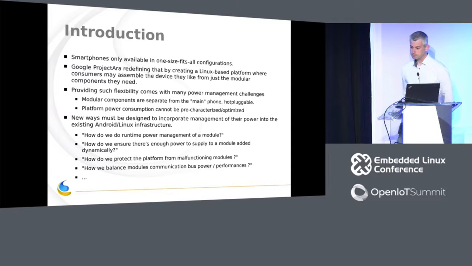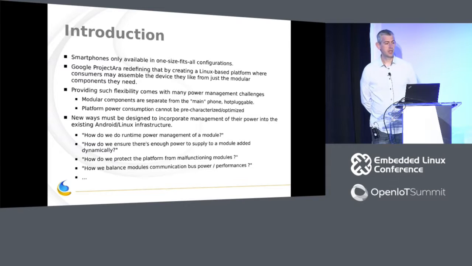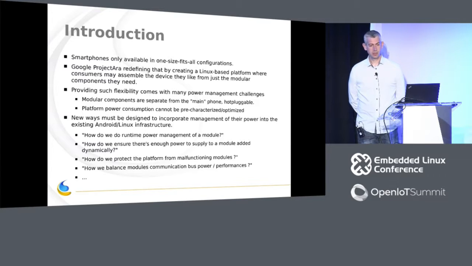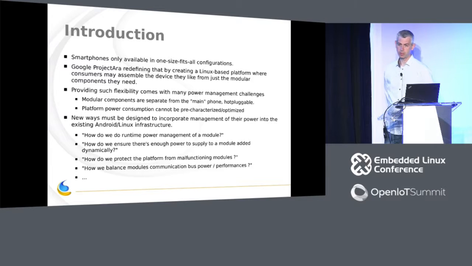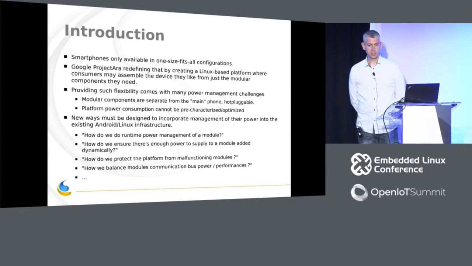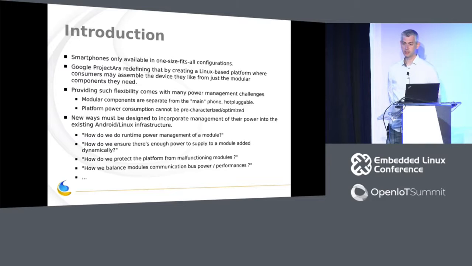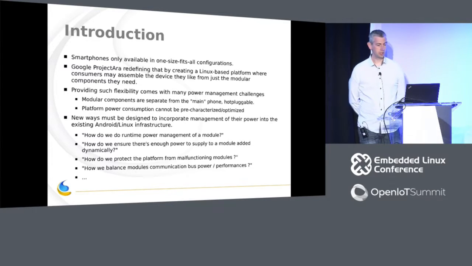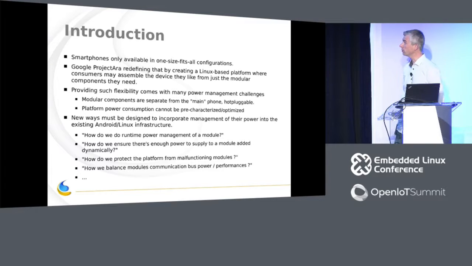As you can imagine, providing this flexibility comes with many challenges. And one of the challenges is power management. Because when you design a mobile platform, usually you pre-characterize and optimize the power consumption of this platform. You know exactly your power budget. You know exactly how much power every component of this platform will consume. And you tune it to get the most power out of it. In the case of a modular platform, the PCs are not known in advance. It will be built by the customer, which means that this optimization and fine-tuning effort cannot be done. So this is really a huge challenge.